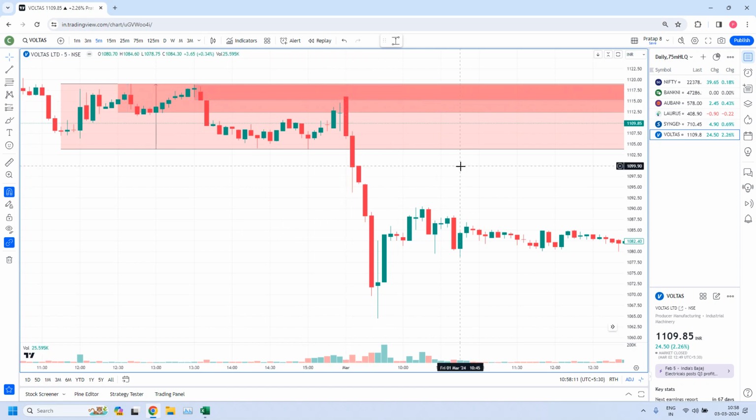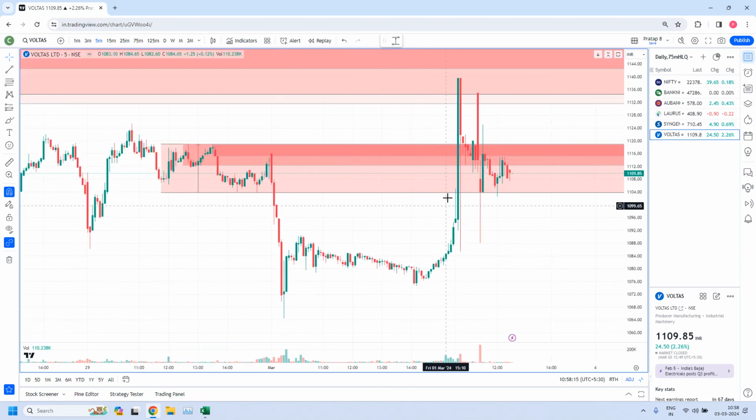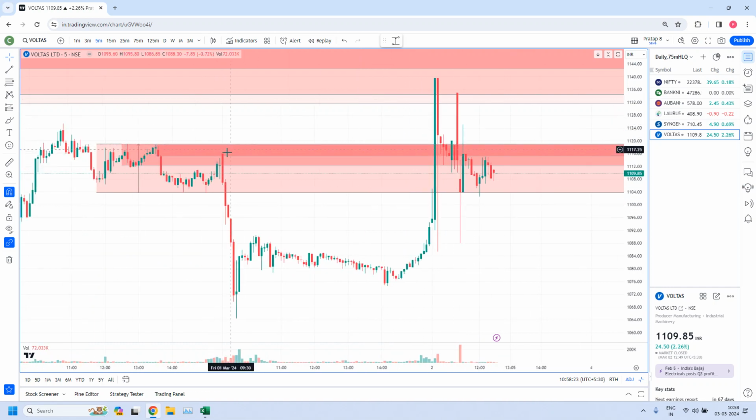Because it is a tested zone, we can't plan a trade. We know this zone will be easily violated. See what happened today, meaning on our yesterday's trading. Easily violated. So that is the reason why we didn't plan any trade in this stock.